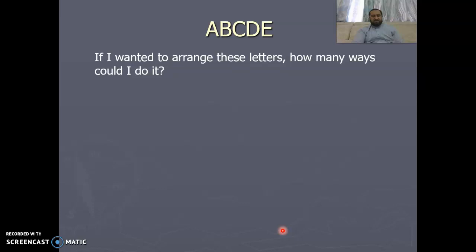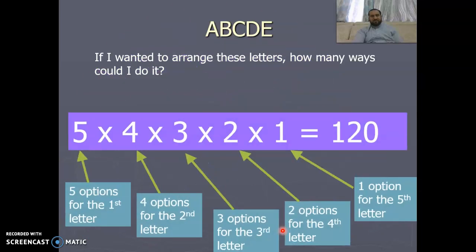Then if we have 5 letters A, B, C, D and E, the first 5 alphabets, and I want to arrange these letters, how many ways could I do? The rule we have just discussed on the previous slide, can you try doing that one? How many ways can we get? Since for the first letter there are 5 options, for the second letter 4 options, third letter 3 options, and so on, if you multiply them, the total possibilities are 120.